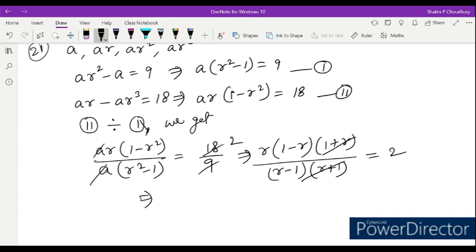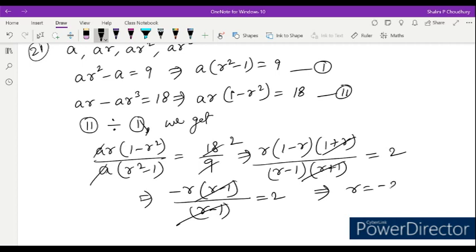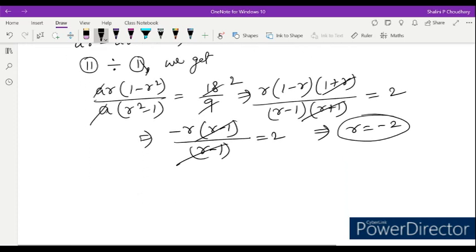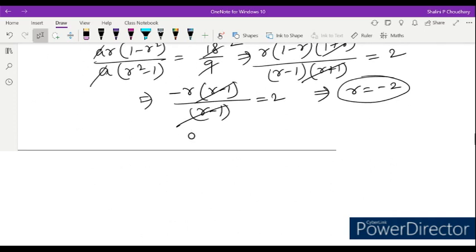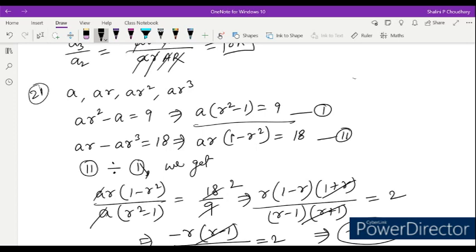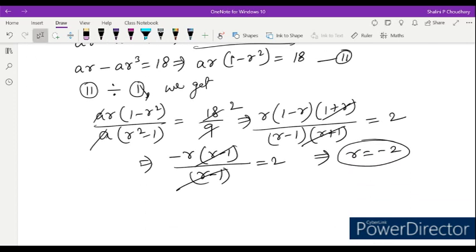So if we take minus common, what will we get? r minus 1 we can write here, and this one is r minus 1 and this one will be 2. It means minus r is equal to 2, so r will be equal to minus 2. Okay, we got the value of r. Now we have to find out the 4 terms. So first of all we have to find out the first term. We can take either equation 1 or equation 2, any equation. Let's take equation 1, and we'll put the value of r is equal to minus 2. So a into r square minus 1 is equal to 9.